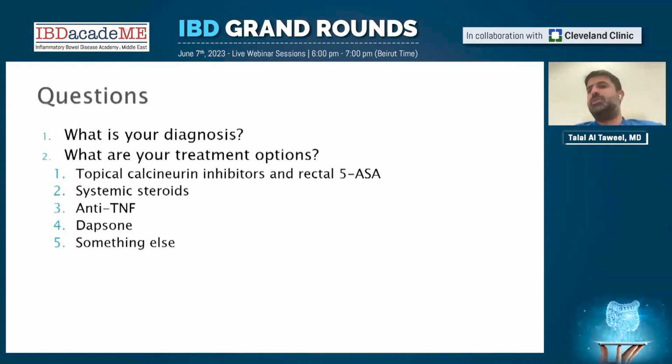So I think the questions we have here, the first question is really, what is the diagnosis? And then what are your treatment options? So you've got 5 there. You've got topical calcium, which will depend on your diagnosis, topical calcineurin inhibitors, rectal 5-ASA, steroids, anti-TNF, dapsone, or something else.